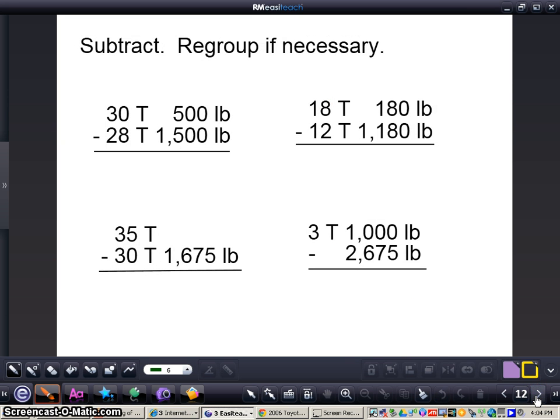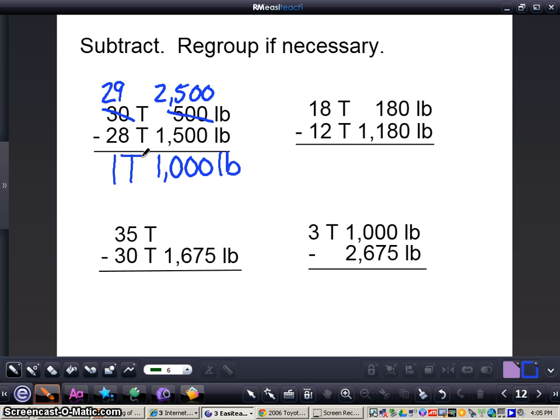Now we're going to take a look at subtracting customary units of measurement. Okay, now it's important to understand your conversions. Okay, so now we have 30 tons 500 pounds minus 28 tons 1,500 pounds. So we're going to take away 1,500 from 500. We cannot do that, so what we're going to have to do is regroup, change that 30 to a 29. And we're going to bring a ton over. So remember, 1 ton is 2,000 pounds. So we'll change that 500 to actually 2,500 pounds. So we have 2,500 pounds minus 1,500 pounds gives me 1,000 pounds. And then 29 minus 28, pretty simple there, gives me 1 ton. Okay, so the answer is 1 ton, 1,000 pounds.